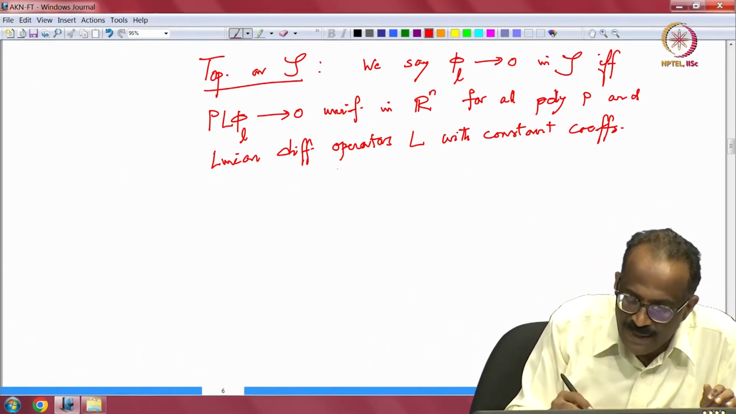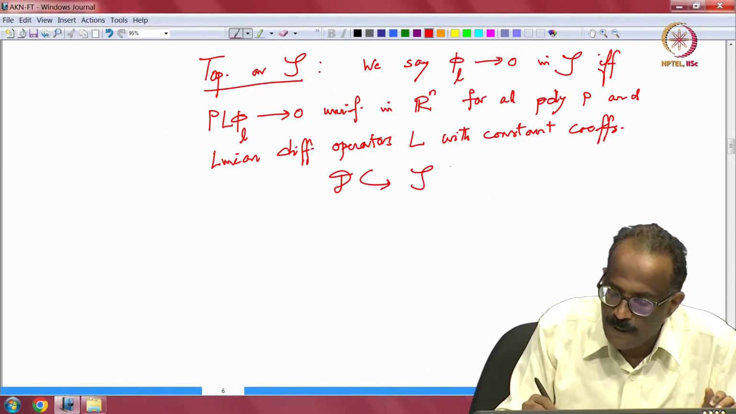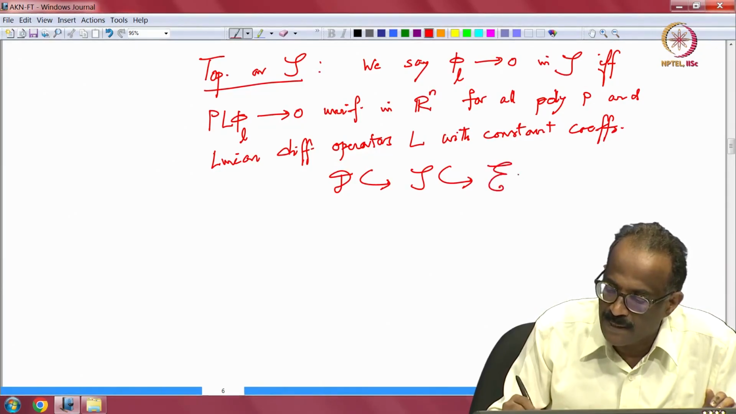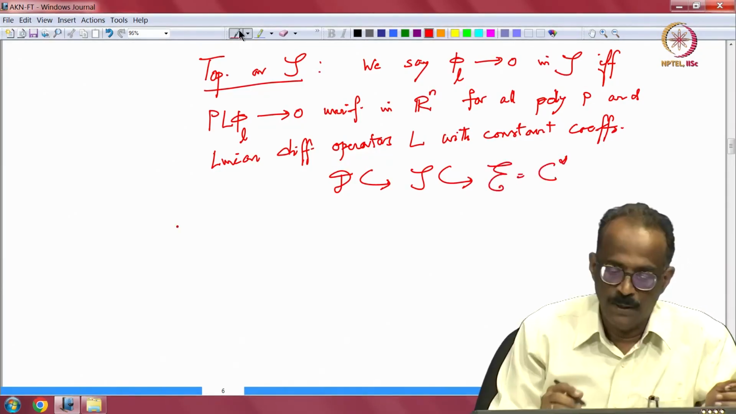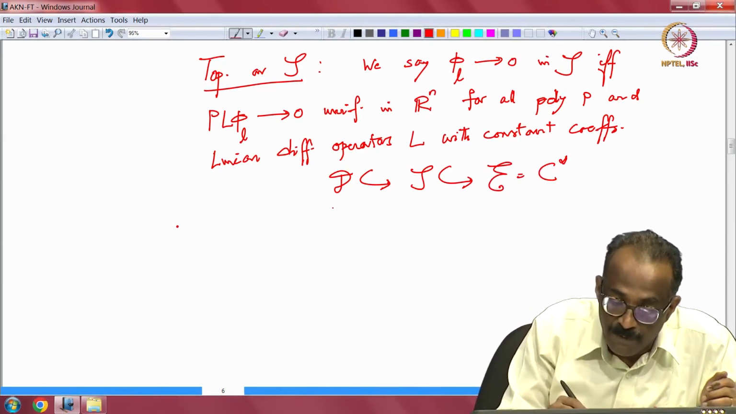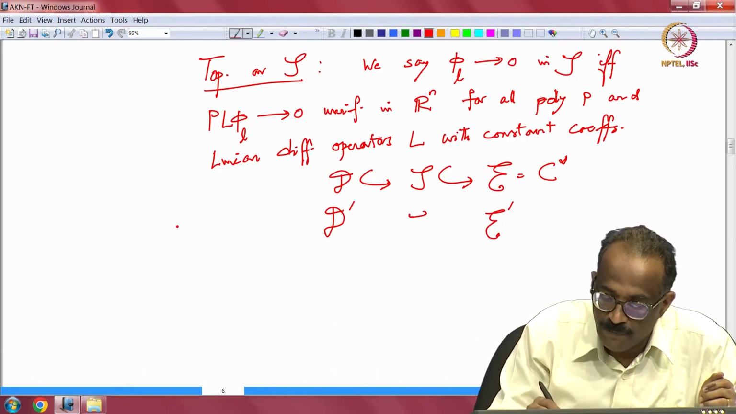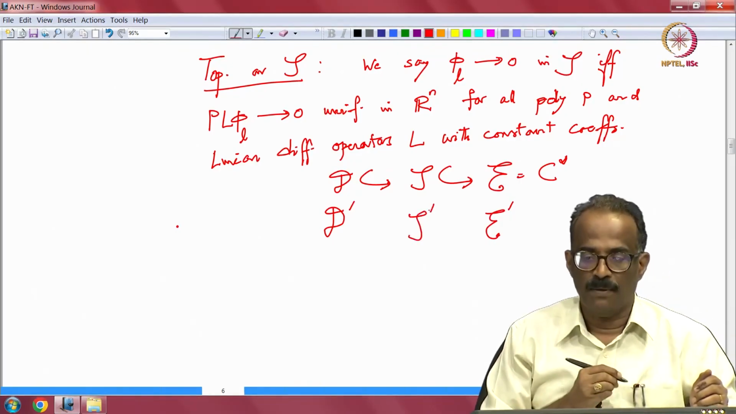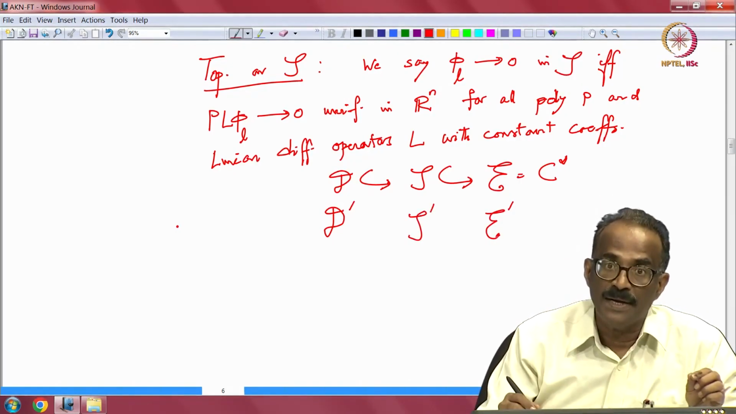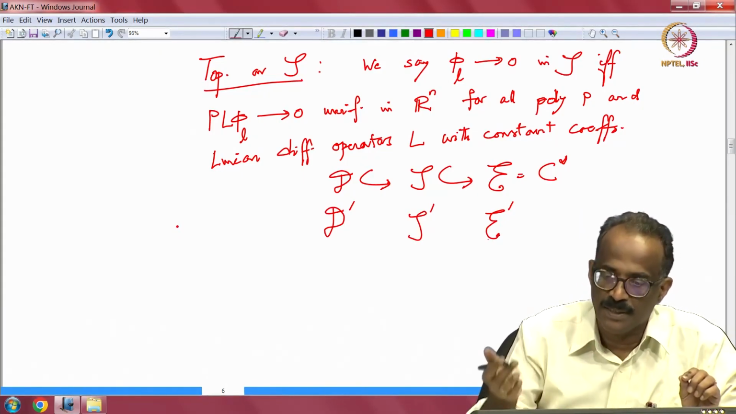With this you get the inclusion D contained in the Schwartz space and contained in E. E is nothing but your C infinity. So, you have D contained in S and contained in E. So, you can define dual spaces D prime, E prime, and you can also define S prime. E prime is already identified with distributions with compact support. That means any distribution can be extended to E.